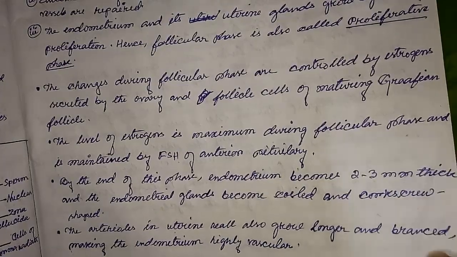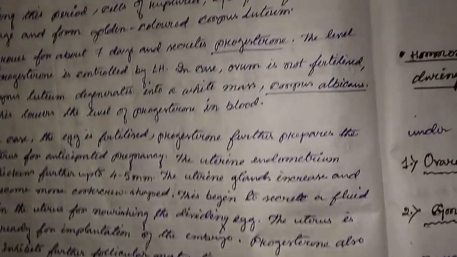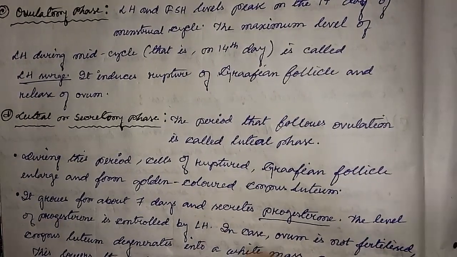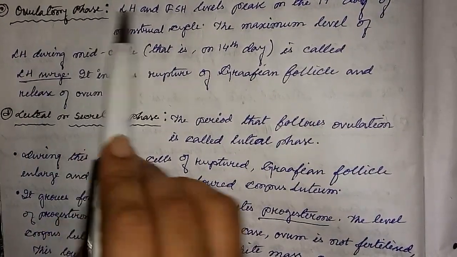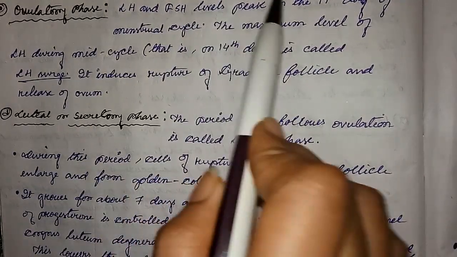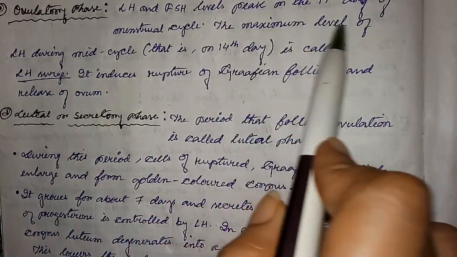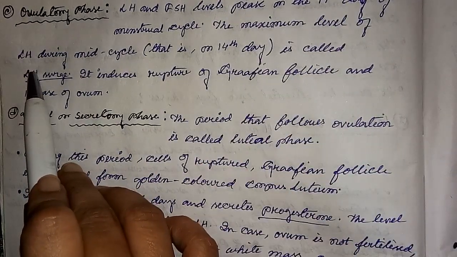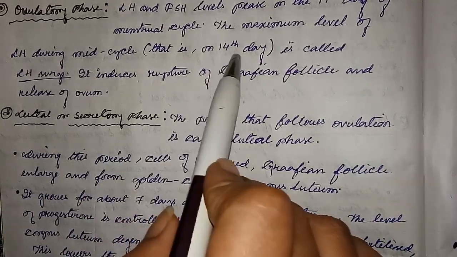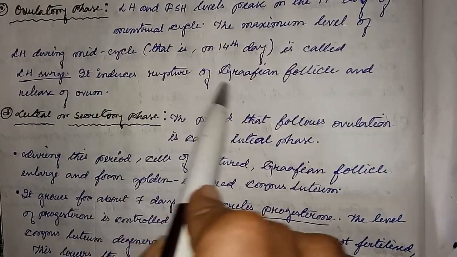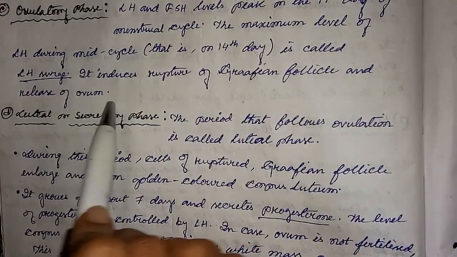Now next phase is ovulatory phase. LH and FSH levels peak on the 14th day of the menstrual cycle. The maximum level of LH, that means luteinizing hormone, during mid-cycle, that is on the 14th day, is called LH surge. It induces rupture of the Graafian follicle and release of the ovum.